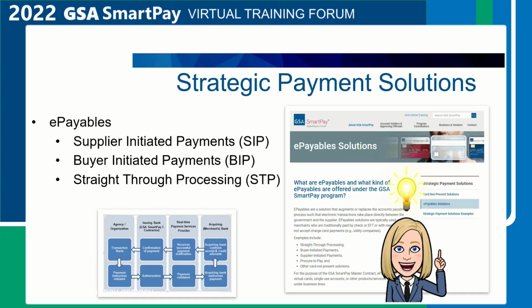What are e-payables and what kind of e-payable solutions are offered under the GSA SmartPay program? E-payable solutions basically replace the accounts payable process such that electronic transactions take place directly between the government and a supplier. Examples include supplier-initiated or SIP, buyer-initiated payments or BIP, and straight-through processing or STP. We get into a lot more detail on each type of e-payable solution on our website, including diagrams of how each type works and a short video to help visually explain this process.